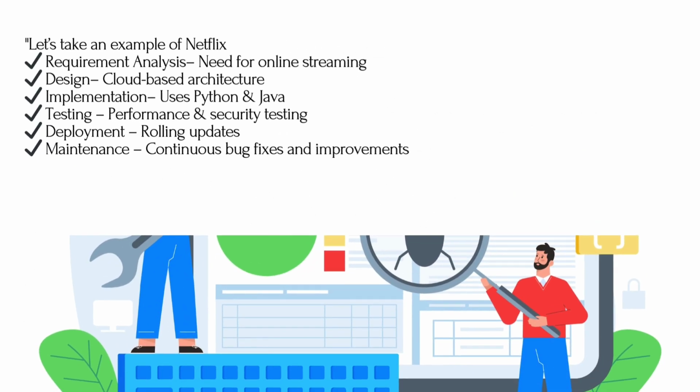Let's take an example of Netflix. During the requirement analysis, we found that there's a need for online streaming. After the requirement analysis and during the design phase, we found that cloud-based architecture is the most suitable architecture for this type of app. During the implementation phase, we decided that Python and Java will be the most suitable languages for this type of cloud-based application.